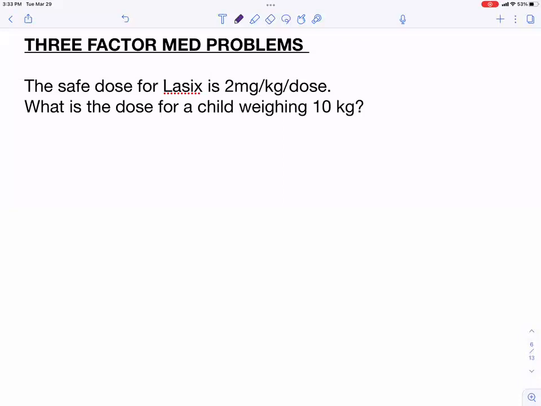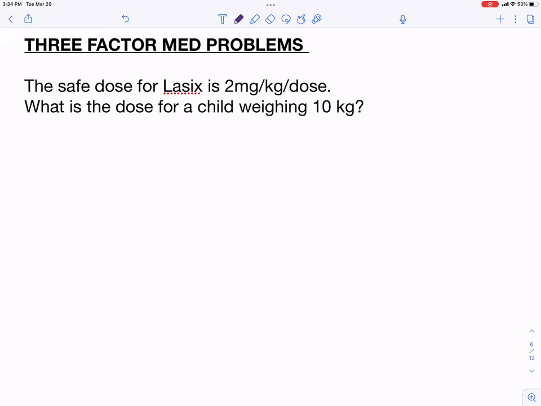So remember, we always question and ask and read our orders. It could be asked as a recommended dose or a safe dose, but the questions will ask you about the amount of medication that you're going to give. Is it going to be per day or per dose? Per day would be in a 24-hour period. Per dose is if they ask you for a specific amount given each time the nurse gives the medication.